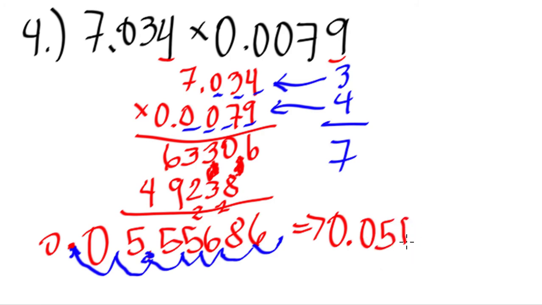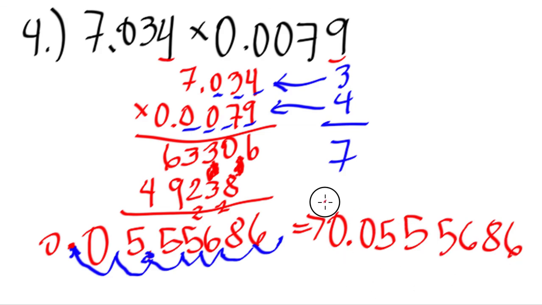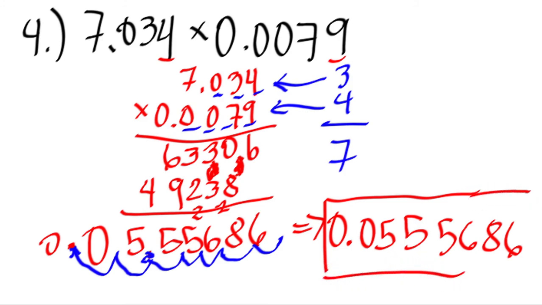So our final answer here will be 0.0555686. This is our answer for number 4. Therefore, 7.034 times 0.0079 is going to give us 0.0555686. Okay, and that ends our video on the multiplication of decimals.